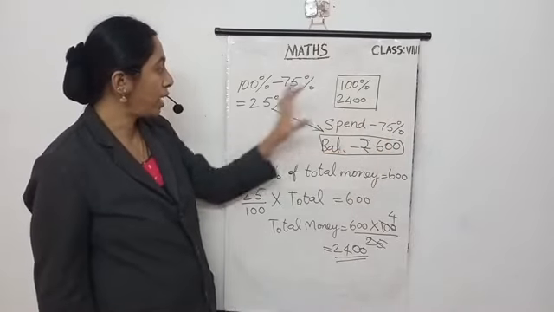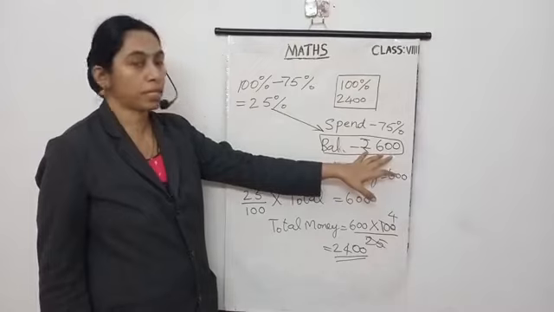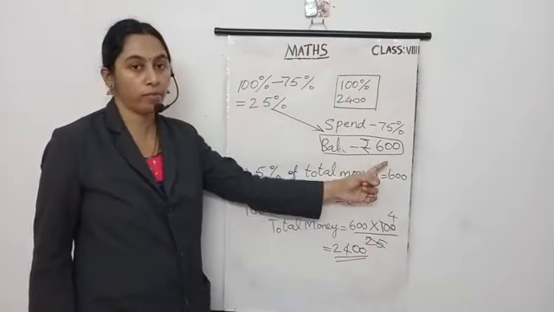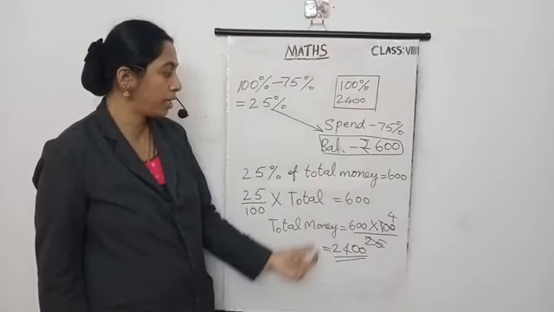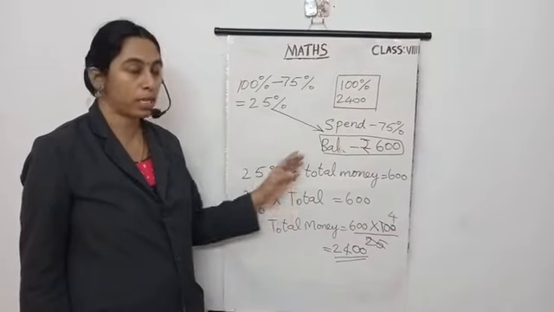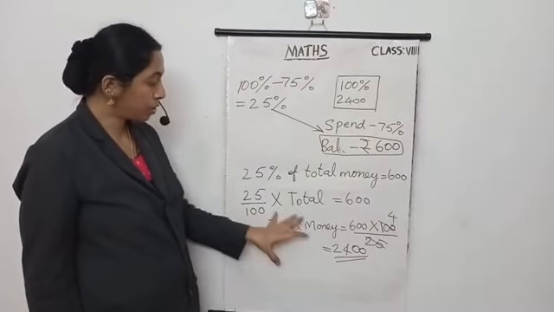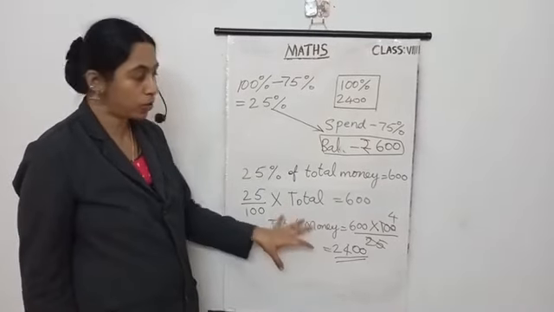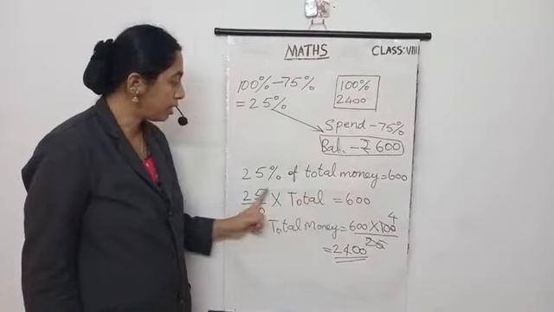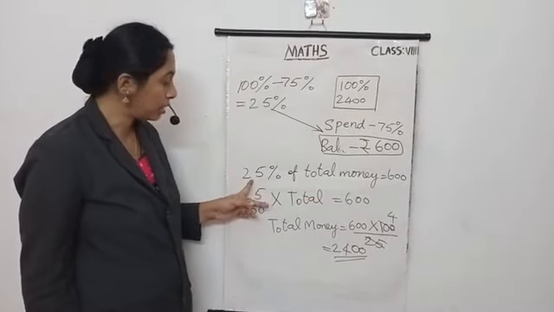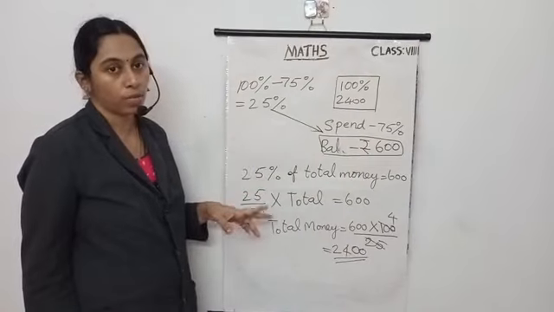So question given she spent 75% and balance 600. Then we first find balance percentage 25. Then we connect that 25 and 600 with the total money. That is 25% of total money is 600. This portion you got, isn't it? This portion is easy. This connection, take care. To make these connections, you take care of that one.